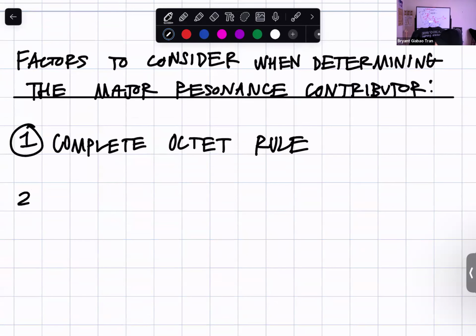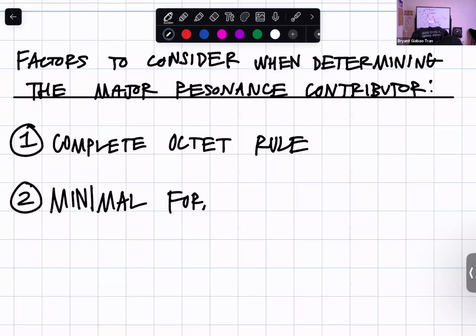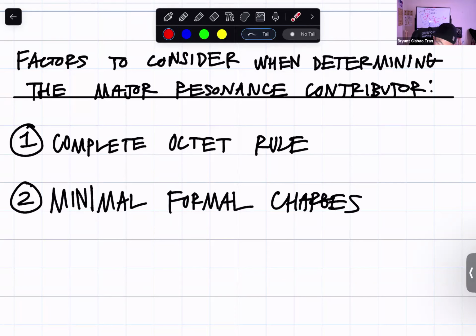The next factor is minimal formal charges. I'll give you examples of each after this. If one resonance structure has 0 formal charges and another has 2 or 4 formal charges, the more stable resonance structure is the one with the least amount of formal charges, like 0 if possible.